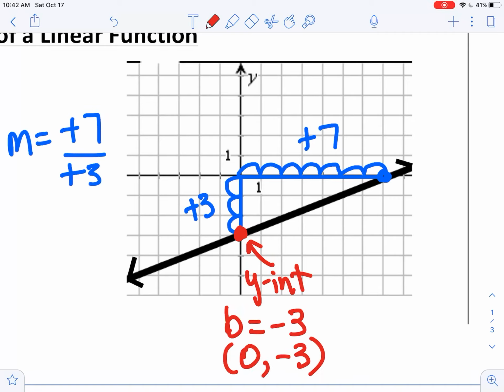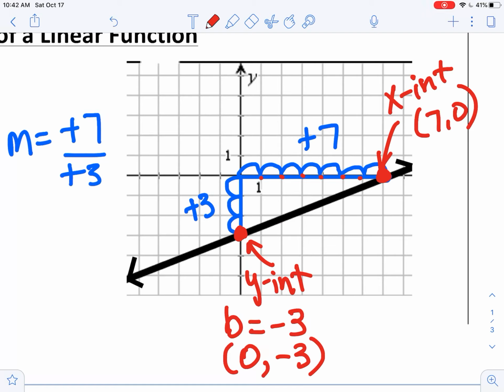Now, here's what I want you to know about this. X-intercepts, they have more than one name. Okay, so again, this is over 1, 2, 3, 4, 5, 6, 7. So over 7, up 0. But there's also three other names that you're going to see this.